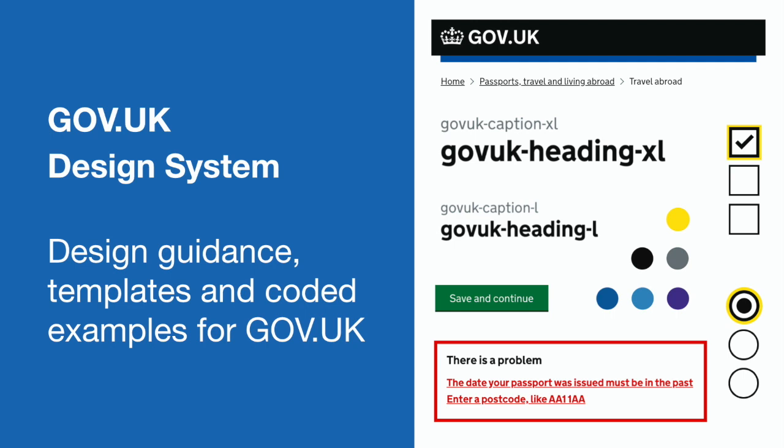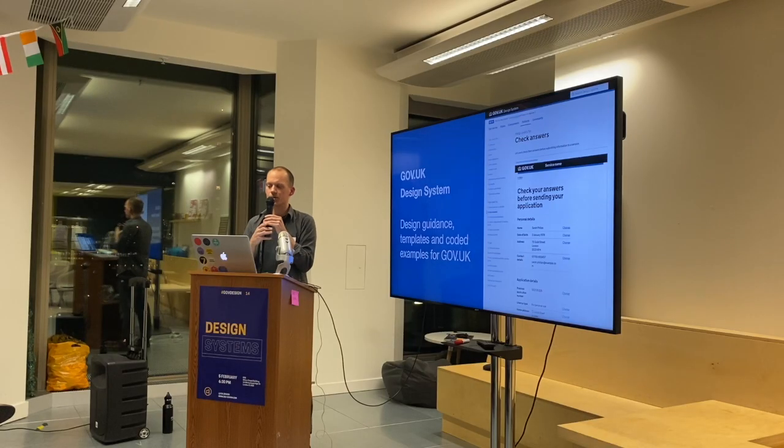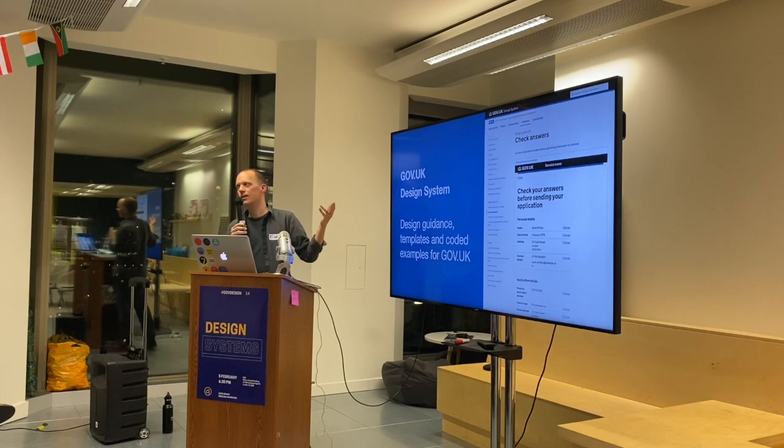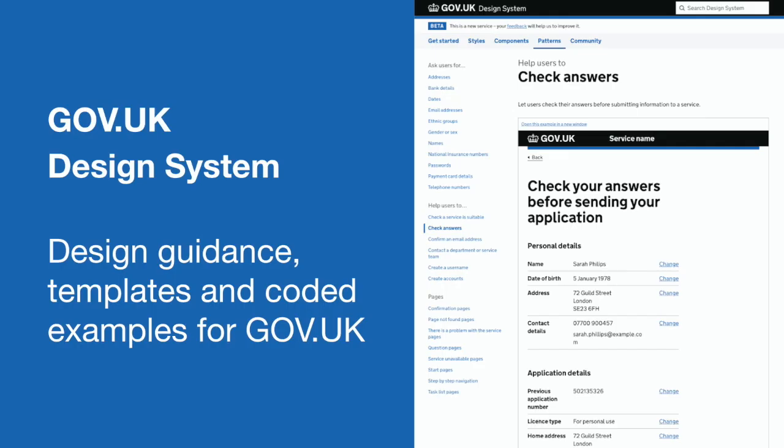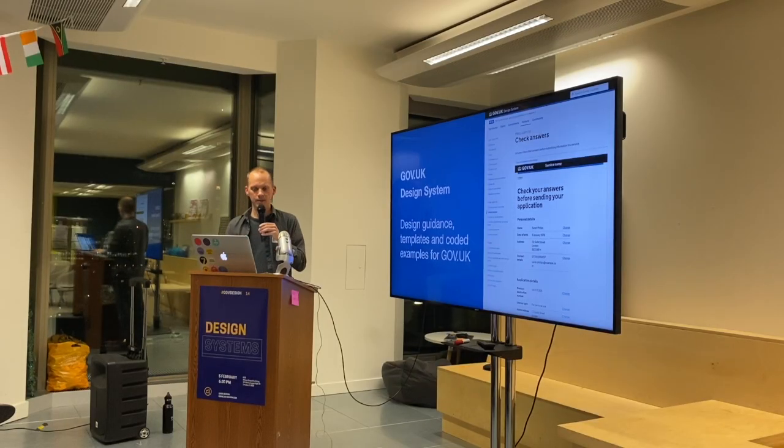And that gives you the styles, the color palettes and the layouts and the headings and so on. But it also gives you higher level design patterns. So common things that services need to build into their digital interfaces, like how to help users check their answers before they submit them if they're applying for something and so on.